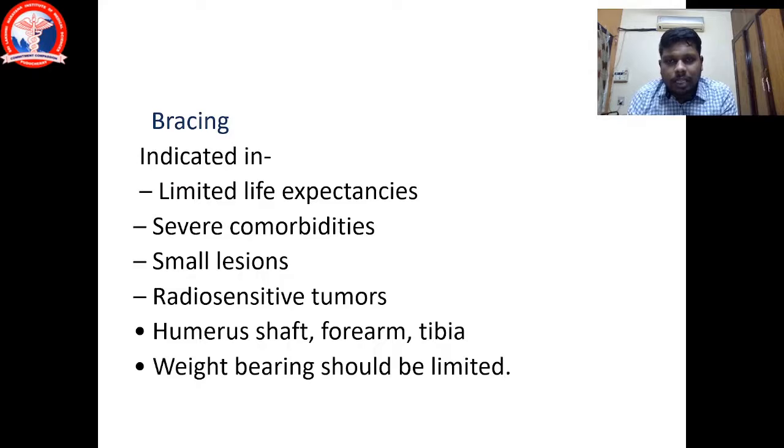So when is bracing indicated in a pathological fracture or impending pathological fracture? That is in limited life expectancy, severe comorbidities, small lesions, radiosensitive tumors, and in the humerus shaft, forearm, and tibia. Weight bearing in these patients should be limited. Old age patients have a limited life expectancy and are not medically fit for surgery, so you have to go for bracing.